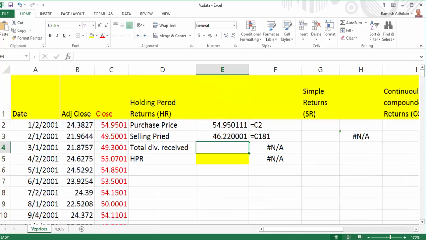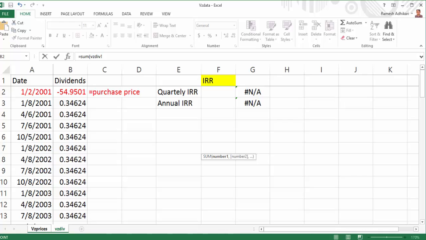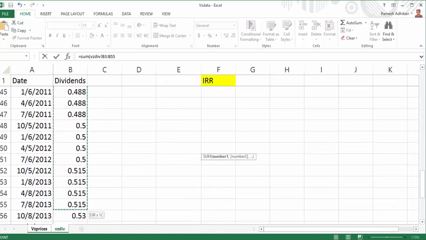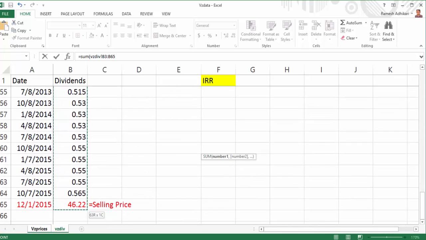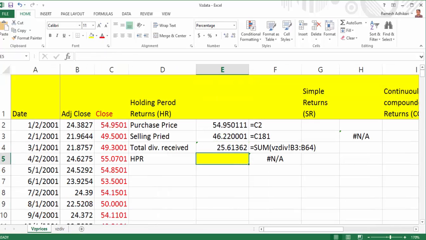So here, what I want to do is sum all the dividends received during that period, which is from here to the bottom, excluding the selling price, right? Yes, that's the total dividend Verizon provided during that period. So now we have the purchase price, the selling price, and the total dividend received.